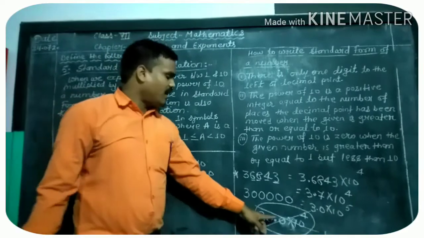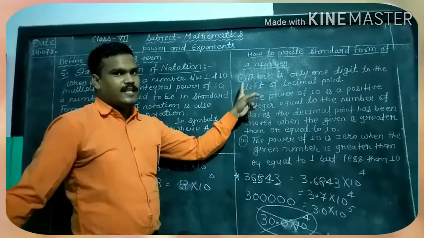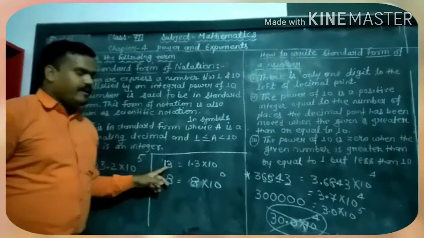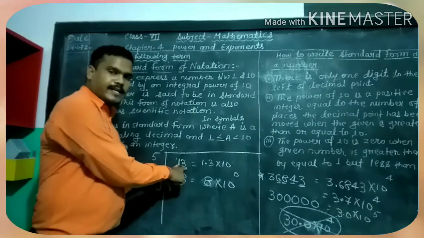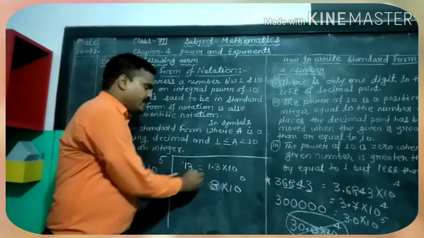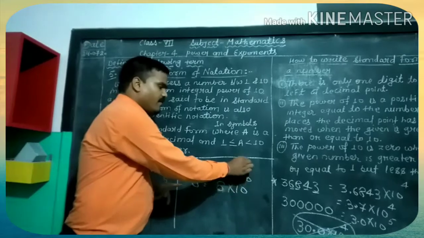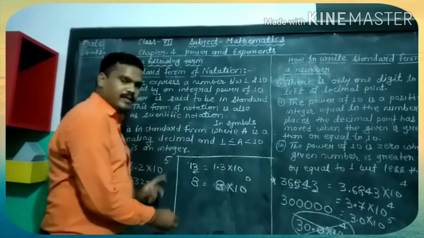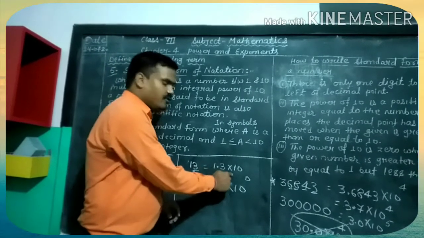Why? Because after the point we see 2 digits here, but according to rule number one, there shall be only one digit before the point. We can write every number in this format. Once again, 13. How will you represent the 2-digit number 13 in standard form? We will write 1.3. Move the point one digit, which means 1.3 into 10 to the power 1, and 1 is always hidden, so we do not write the 1. This means the standard form of 13 will be 1.3 into 10.